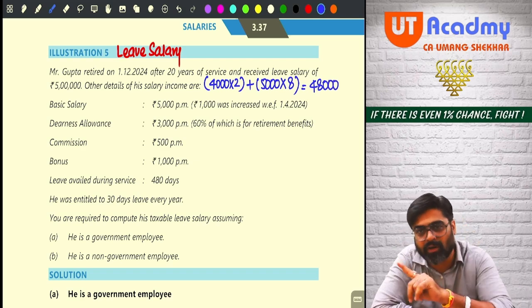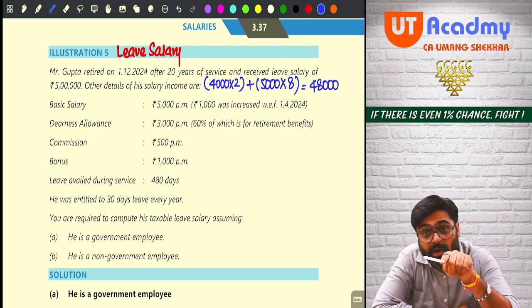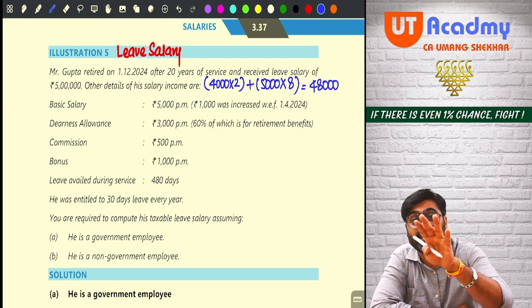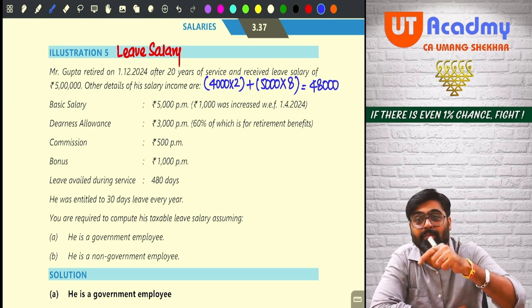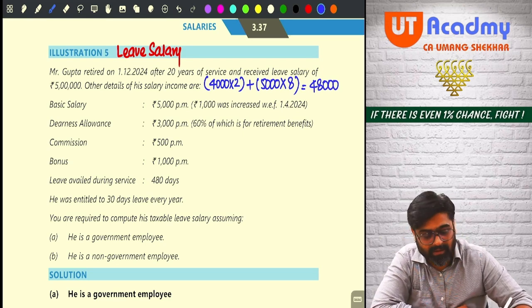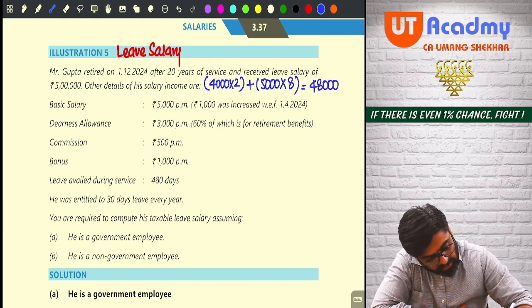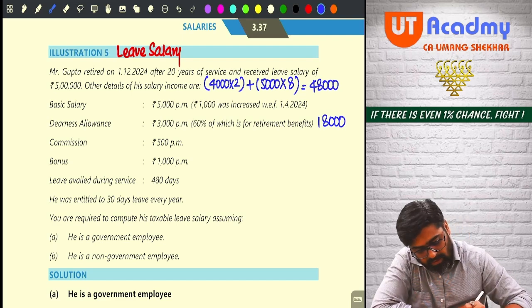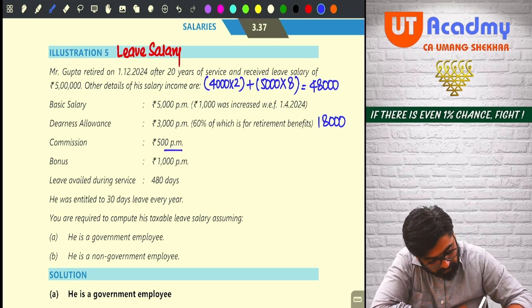Now tell me, during the last 10 months the DA did not change. DA remained 3,000 only. Out of that, only 60% is in terms, meaning 1,800 during the last 10 months you have received as DA in terms. 1,800 multiplied by 10 will give you 18,000. How did you get 18,000? Understood now? Next one. Commission they have given.